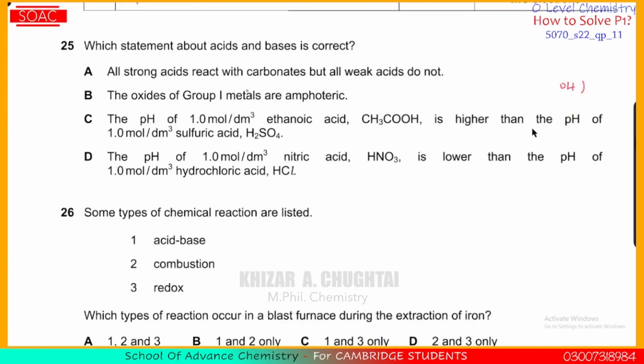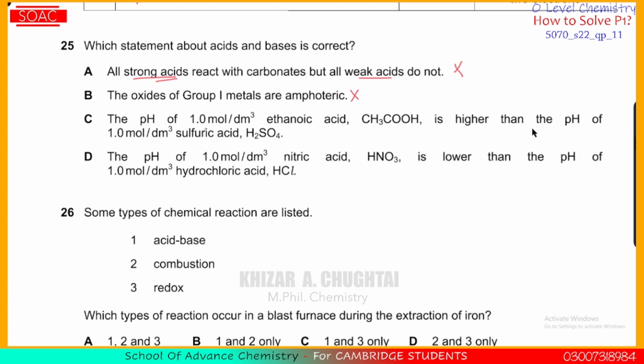Which statement about the acids and bases is correct? A: All strong acids react with the carbonate, but weak acids do not. No, it's wrong. Basically, all types of acids, weak and strong, react with the carbonate. B: The oxides of group 1 metals are amphoteric. No, the oxides of group 1 are basic.